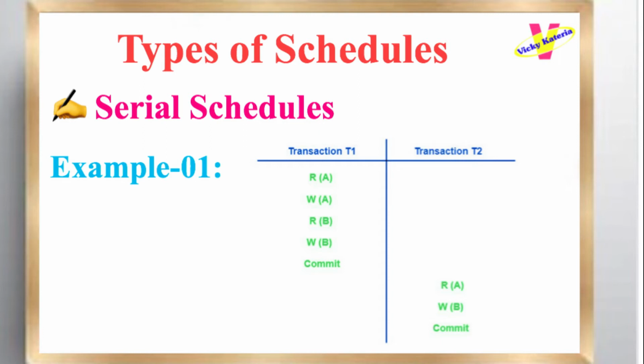Example 1. In this schedule, there are two transactions T1 and T2 executing serially one after the other. Transaction T1 executes first. After T1 completes its execution, transaction T2 executes. So, this schedule is an example of a serial schedule.